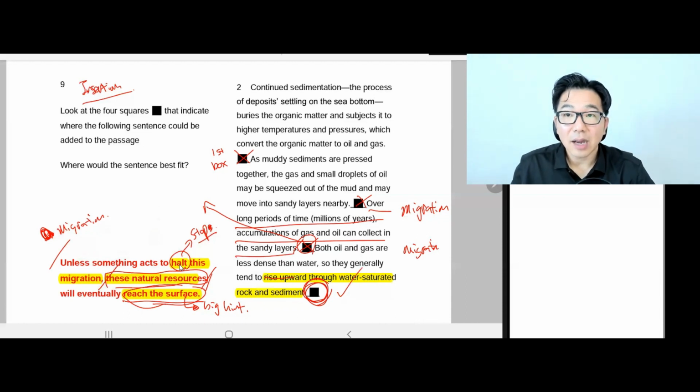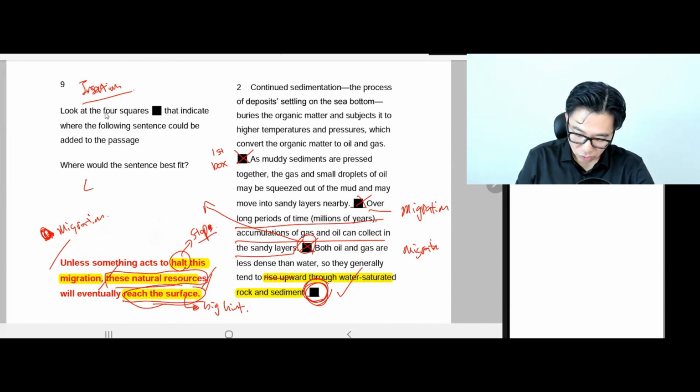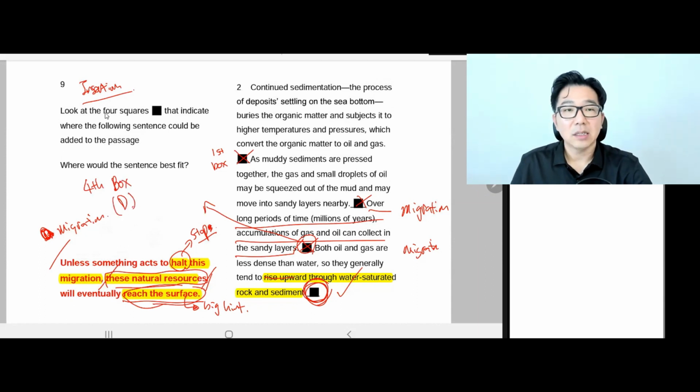You get it, right? I don't need to read it again. I keep interrupting myself, so I'll calm down and read two sentences in full at once. Both oil and gas are less dense than water, so they generally tend to rise upwards through water-saturated rock and sediment. Unless something acts to halt this migration, these natural resources will eventually reach the surface. Bang. Okay. Question 9, the answer is fourth box or D. Next question, last question. Question 10, please.